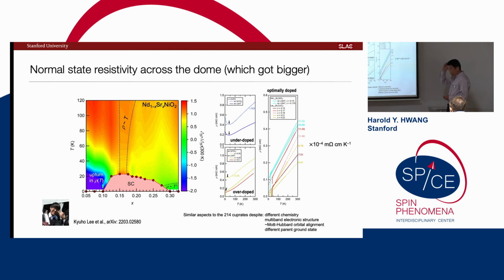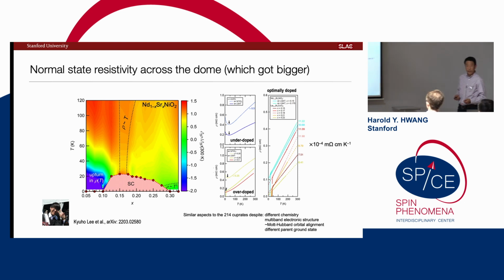So what we're finding is that there are quite similar aspects of the normal state transport in the nickelates, despite a rather different chemistry, some details that I haven't fully expanded on in this summary, but this multi-band electronic structure, a very different parent ground state, right? And different details in the orbital alignment. So this is certainly an interesting playground where people are starting to look at the dynamics and ultra-fast response. So hopefully this will be of interest to this community.